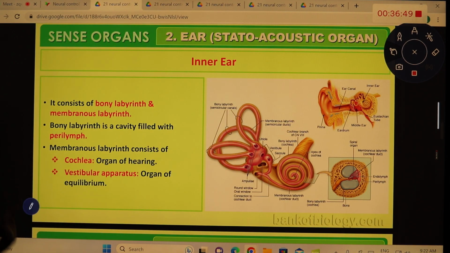They can ask you, where is cochlea present? In the membranous labyrinth of your inner ear. Cochlea is present where? Membranous labyrinth of your inner ear. Very, very important topics. All of you understood this? Only if you understand this, you will understand the next slide. So I am asking. Clear? Okay.